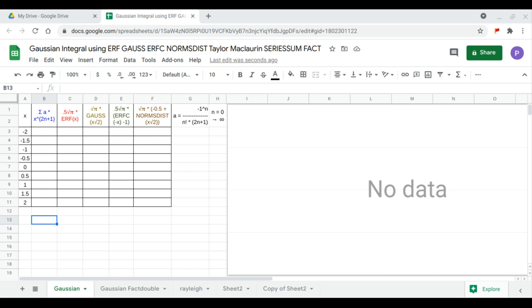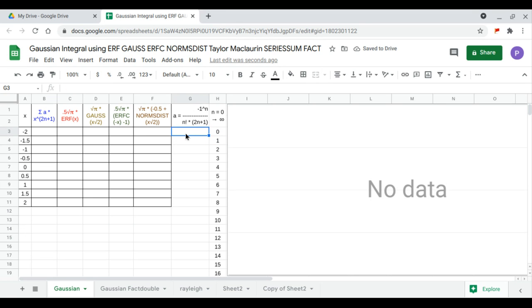In this video, we'll generate the trendline and trendline polynomial of the Gaussian integral using the ERF function, Gauss function, complementary error function, and the NORMSDIST function. We begin with the Taylor-Maclaurin SERIESSUM of the Gaussian integral, which is the summation of a times x to the power 2n plus 1, and the value of a is negative 1 to the power n over n factorial times 2n plus 1, where the value of n starts from 0 up to infinity.